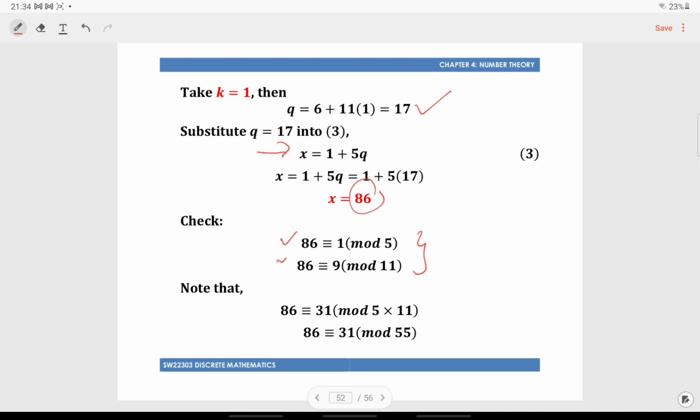If we substitute k with a different integer, for example 2, 3, 4, 5, and so on, all these values will give you a different q, and a different q will give you a different x. So all these solutions are congruent to each other. For example, 86 is congruent to 31 mod, we multiply the modulus values, 5 times 11 equal to 55.